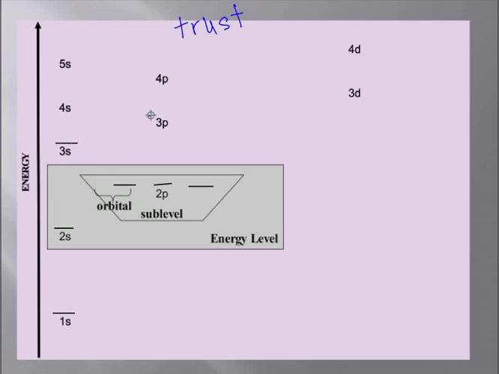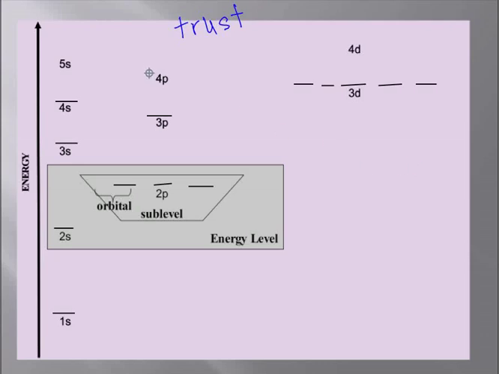Now, so far, we're going in an order that would seem very logical because I did tell you that as you increase n, you increase energy. But then look what happens. The 4s ends up to have a little bit less energy than the d. And so we're actually, according to Aufbau principle, going to be filling in that 4s before we do the 3d.